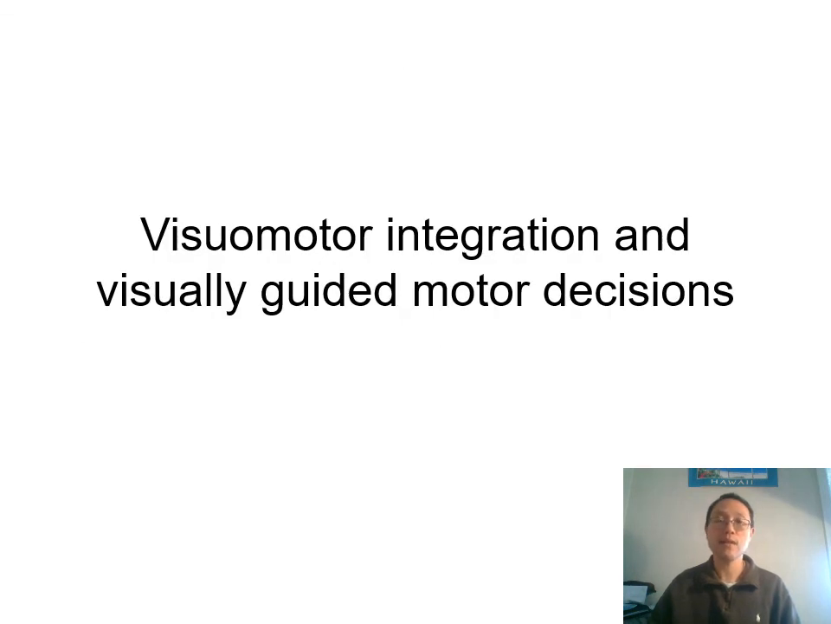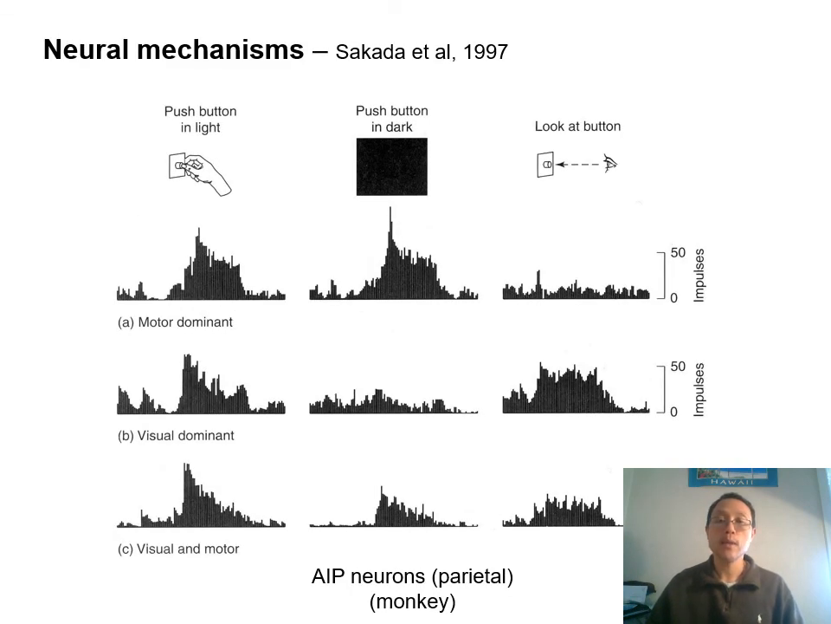Okay, now next let's talk about visual motor integration and visually guided motor decisions. This was actually done in the monkey. They were recording in an area called the AIP, which is in the parietal lobe, and this is what Sakata et al. did while they were recording from the monkey areas.